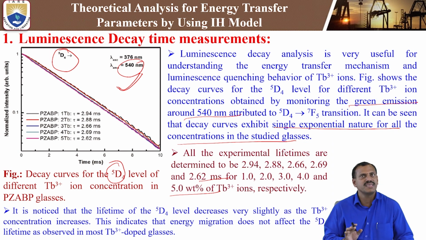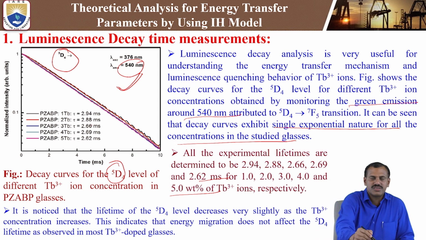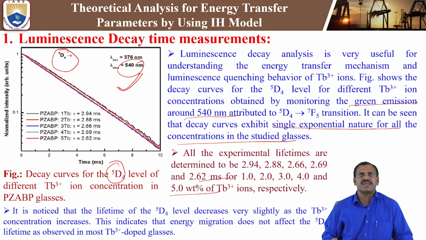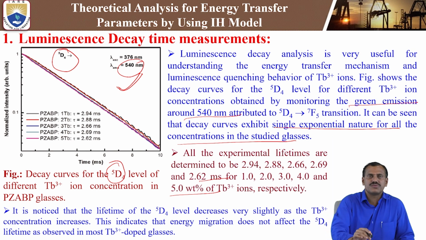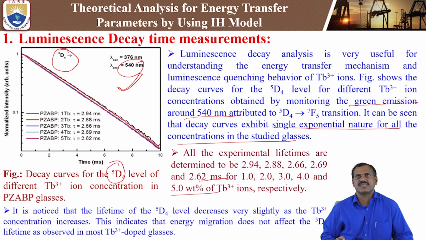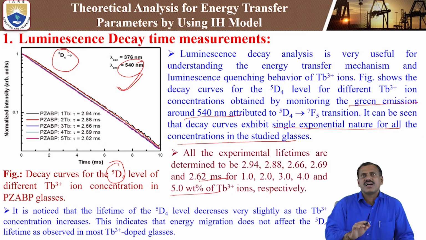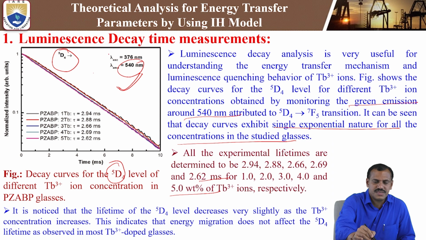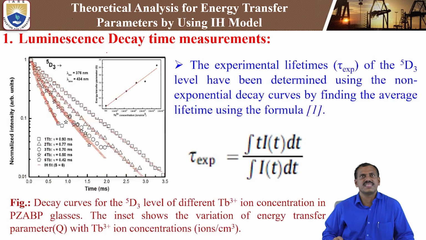We are unable to calculate the energy transfer parameter because there is no energy transfer. That means there is no quenching of the lifetime. The lifetimes are almost similar, 2.94 to 2.2, and the difference is very small. That is why it does not exhibit an energy transfer parameter and shows completely single exponential nature. So we are unable to do the IH model fitting for the 5D4 energy level of the terbium 3 plus ions. Now we go to study the 5D3 level.